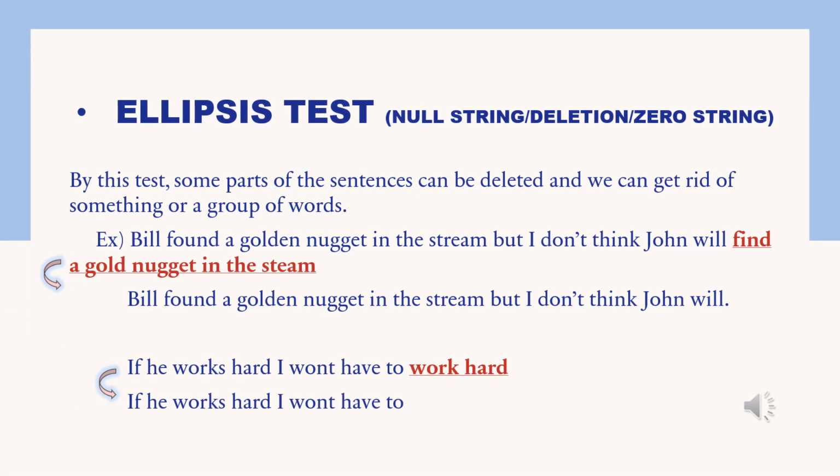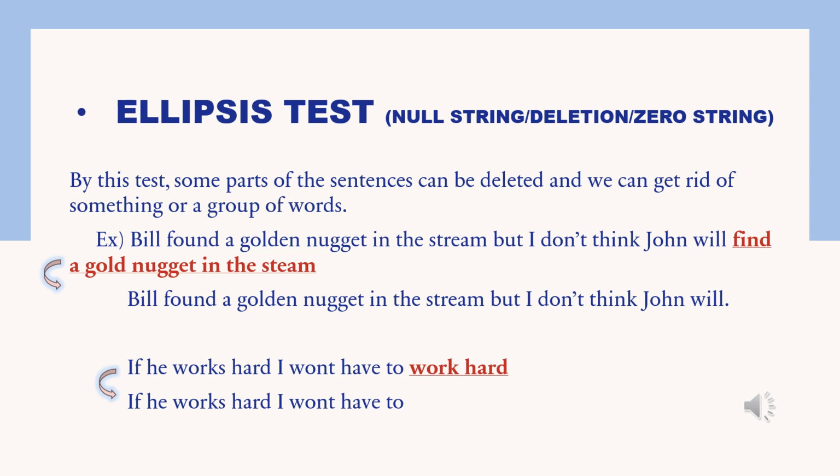The last test that we're going to discuss today is the ellipsis test. We can also call it many different names such as no string deletion and zero string. By this test, some parts of the sentence can be deleted and we can get rid of them. Like in this example: Bill found a golden nugget in the stream, but I don't think John will find a golden nugget in the stream. Here we will delete the part find a golden nugget in the stream, so the sentence will just be: Bill found a golden nugget in the stream, but I don't think John will.